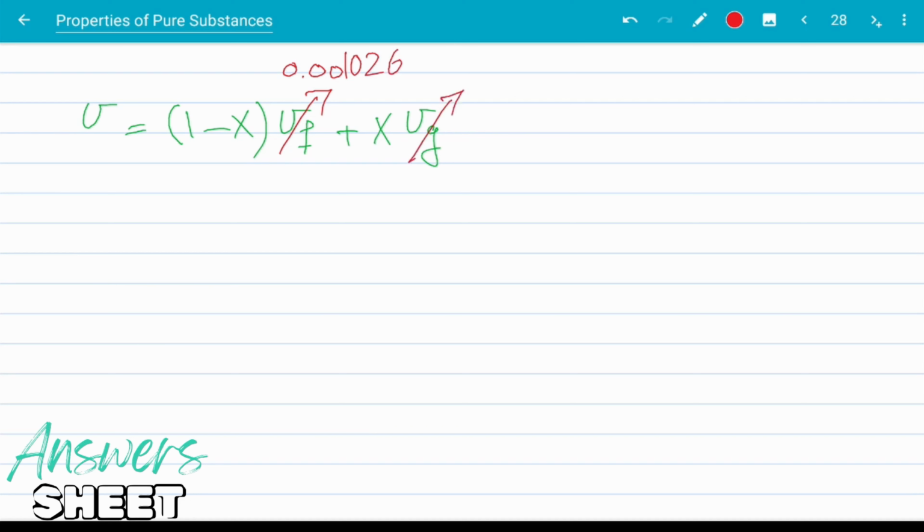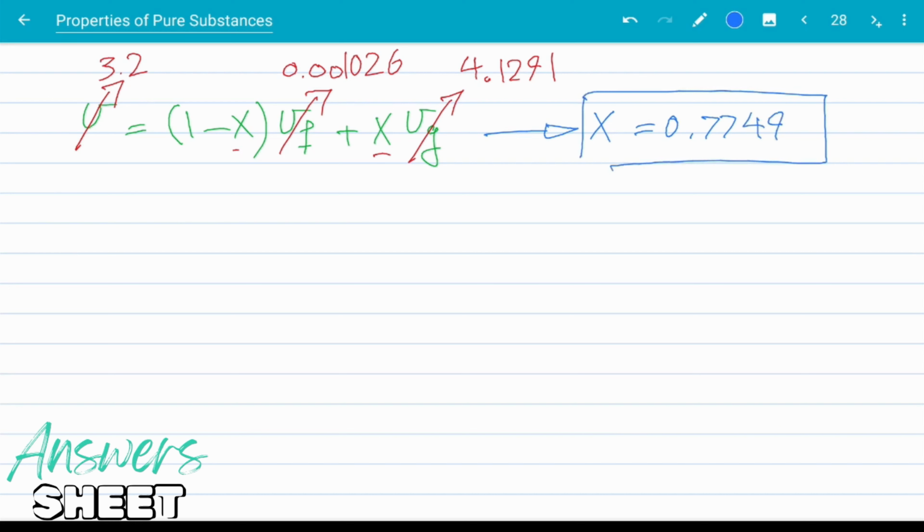V of G is also known, 4.1291. Actual specific volume is also known, 3.2. The only unknown is the quality. If we do a bit of algebra, we find x is 0.7749. So we found the quality of our mixture. It means we are 77% vapor, 23% liquid in this mixture.